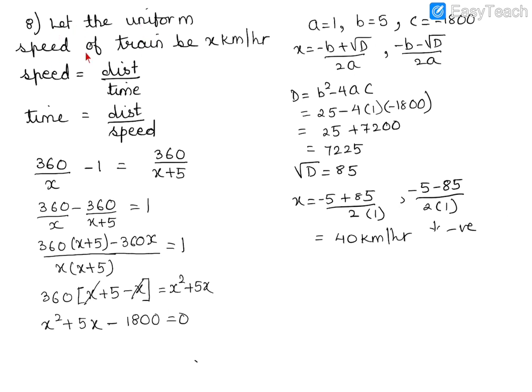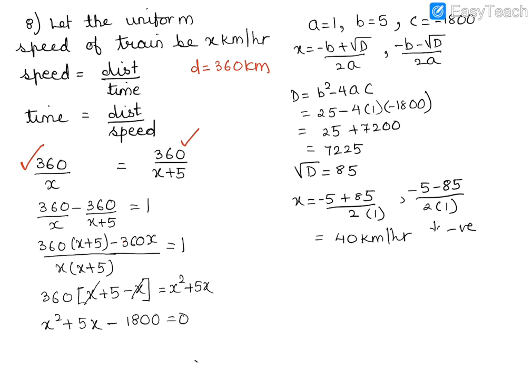So let the uniform speed of the train be x kilometer per hour. And the distance that it is traveling is given to you as 360 kilometers. So we know that time is equal to distance by speed. So initially time was 360 by x, distance by speed, and later what did it say, the speed was increased by 5 kilometers per hour. So one time was this and another time is this.